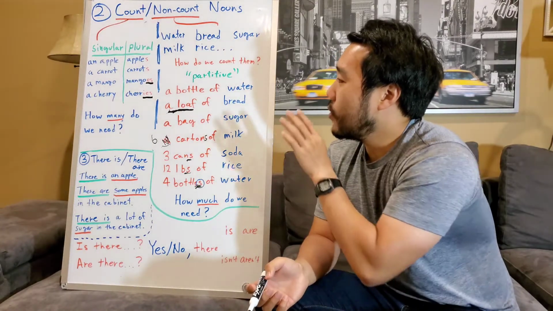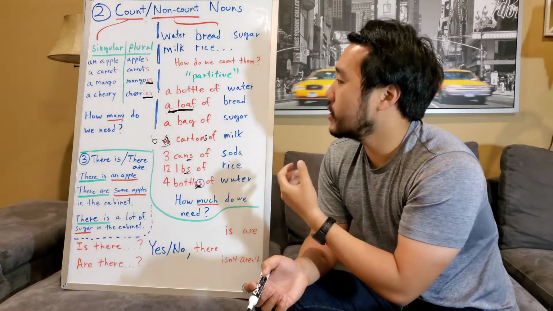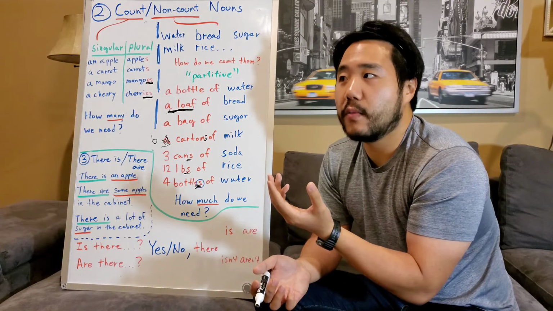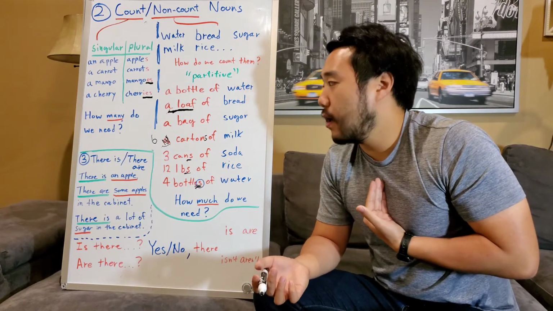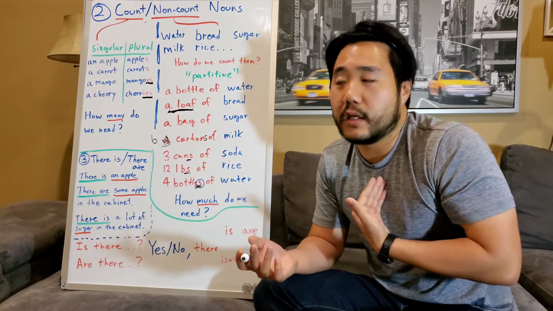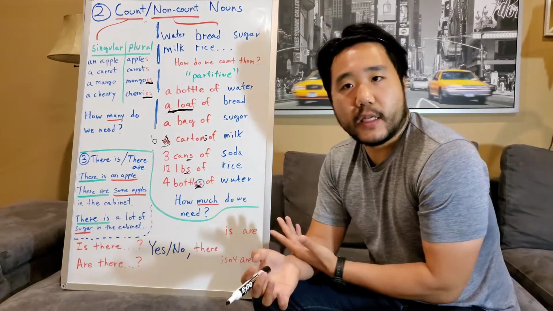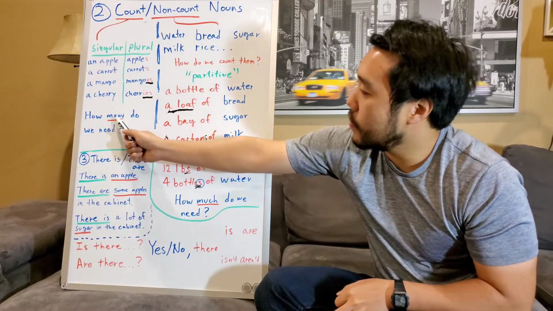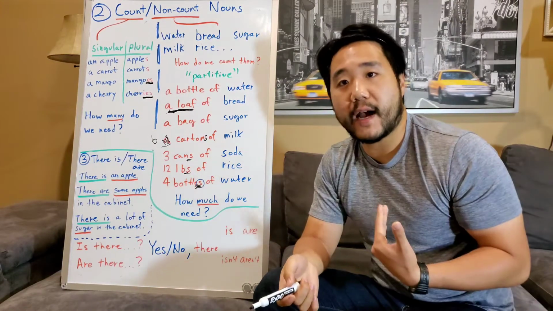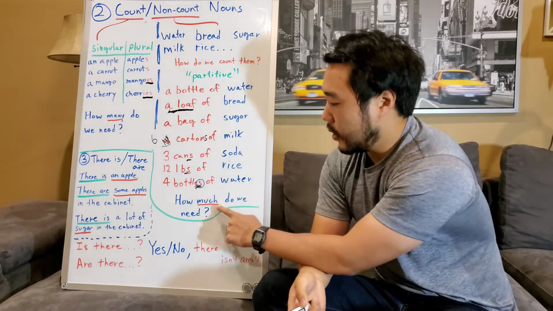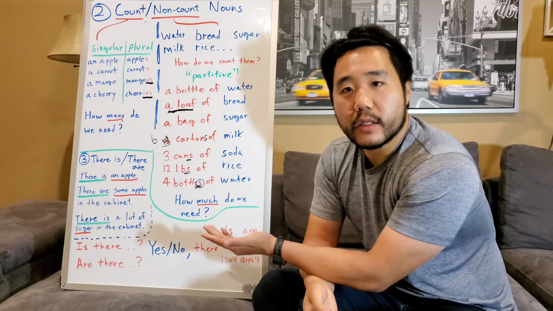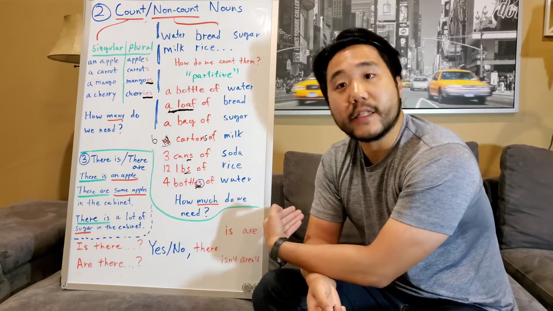We need to know about count and non-count nouns, because sometimes in a grocery store we can ask someone, or I tell someone else, like my mother, how much or how many of the items we need. So when we say how many do we need, we use the word many for count nouns. For non-count nouns, we use how much do we need. So how many carrots do we need? How much rice do we need?